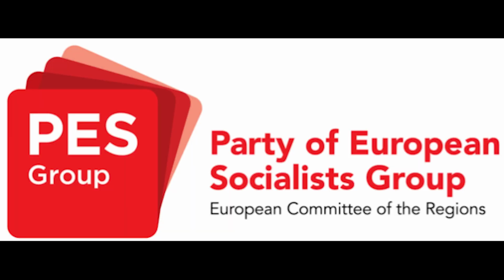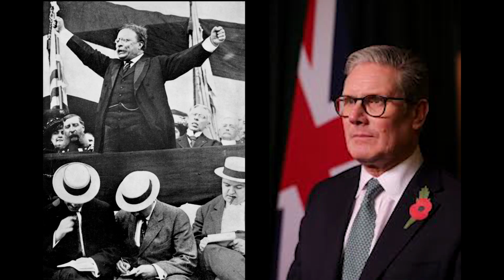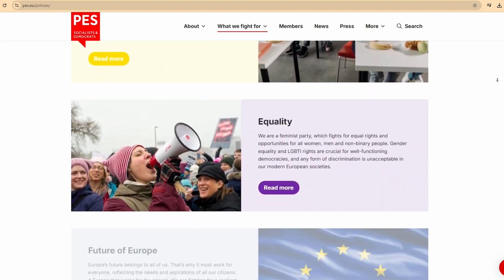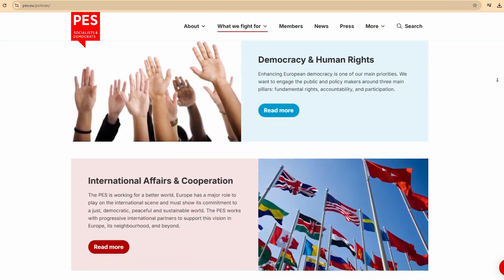Second fiddle is played by the PES, the Party of European Socialists. Contrary to the name, the party's platform more resembles that of progressives and social democrats, who want to mitigate the negative effects of capitalism without replacing it entirely. Their party platform emphasizes the need for welfare state policies, such as job training and social programs.